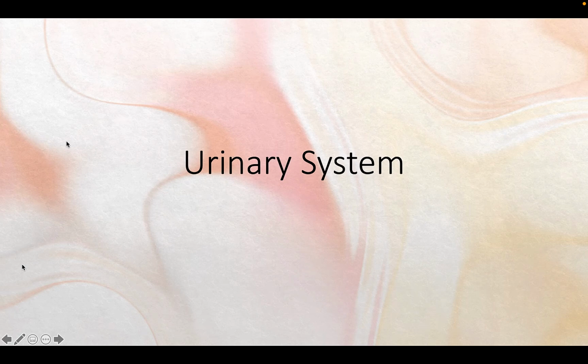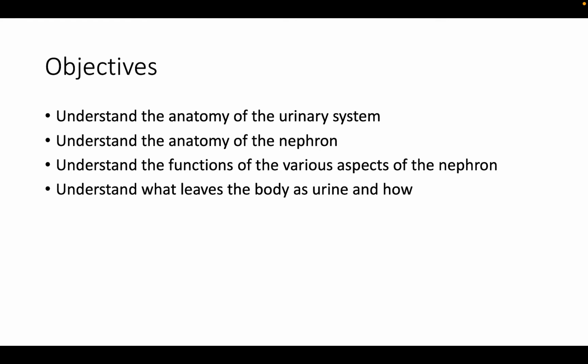All right, we'll go ahead and get started with the urinary system. So a few objectives to start, like always. We're going to make sure we understand the anatomy of the urinary system, understand the anatomy of a nephron, the functional and structural unit of the kidneys. Make sure we understand the functions of different aspects of the nephron, and then also understand what leaves the body as the form of urine and how it does that.